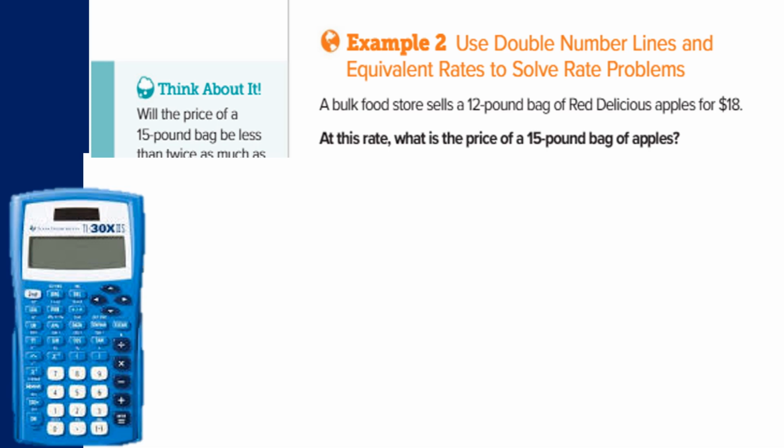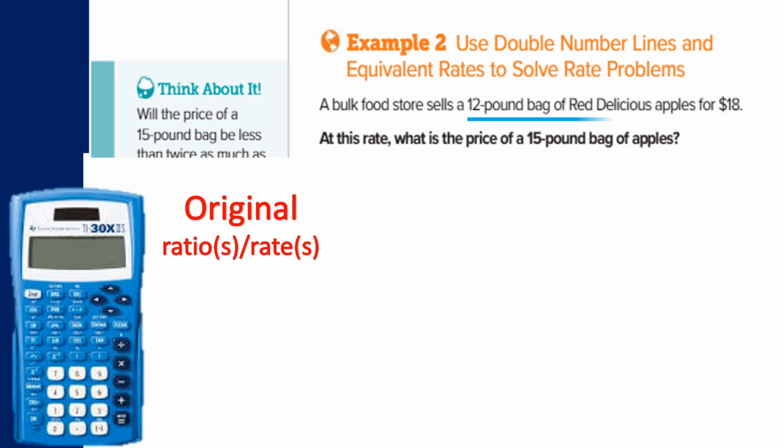As I read it, it says a bulk food store sells a 12-pound bag of red delicious apples for $18. At this rate, what is the price of a 15-pound bag of apples? So we're looking at ratios, we're looking at rates, we talk about unit rates, and we have to go and find the originals once again. The first one is I have a 12-pound bag and it costs me $18. The second one says I don't know how much it costs, but it's a 15-pound bag.